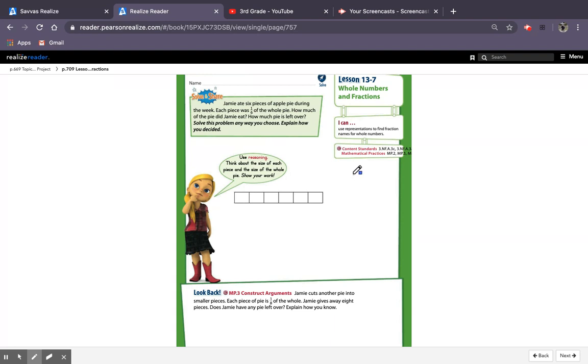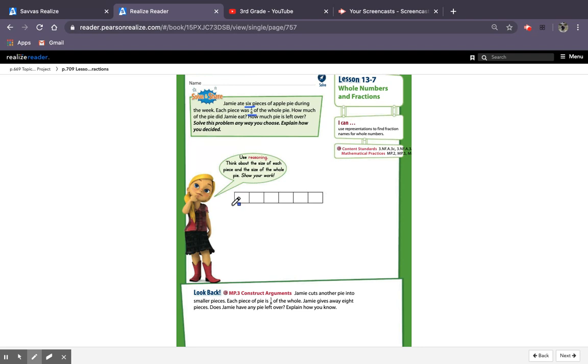Think about the size of each piece and the size of the whole pie. Show your work. So here it says he ate 6 pieces of apple pie during the week. Each piece was 1/6 of the whole pie. So basically, this model right here, this rectangle with the smaller rectangles inside of it, represents the pie. Well, why isn't it a circle? Because they chose not to make it a circle for this example.